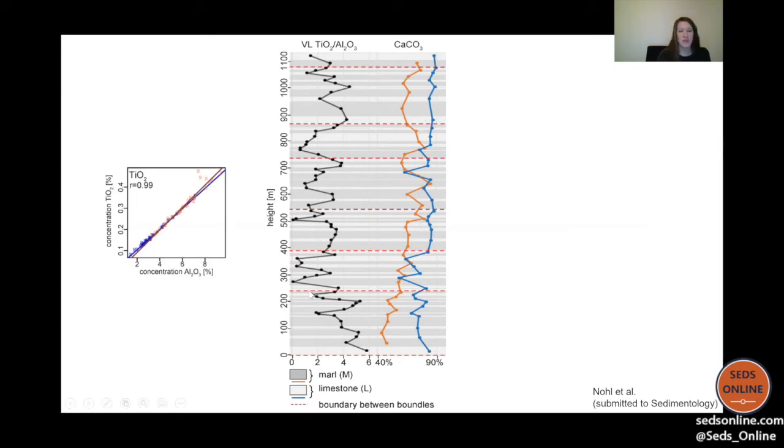And please note the thickness variations, which are in the background in light gray and dark gray, which form bundles, which are often used in cyclostratigraphy. And we actually see no correlation between the carbonate content or the vector length or the aluminium titanium ratio with these bundles, just to notice.